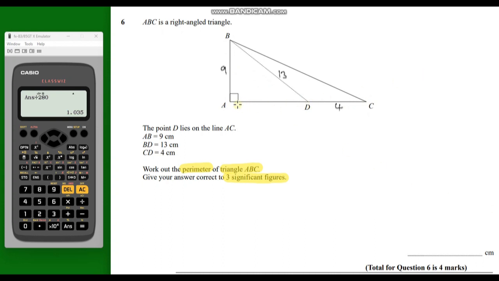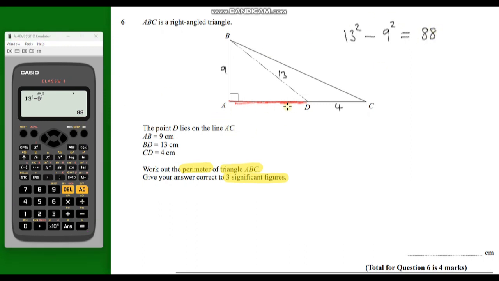So let me just highlight that in red. So we need to calculate this line here. And because we've been given BD, we can use Pythagoras. So we've been given 2 of the side lengths. We can calculate the shorter side length using Pythagoras. So we're going to do 13 squared minus 9 squared, because we've got the hypotenuse. So let's just type that into the calculator. 13 squared minus 9 squared. And that will give us 88.